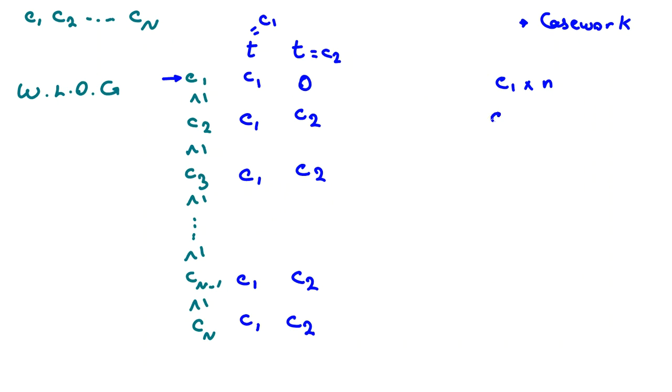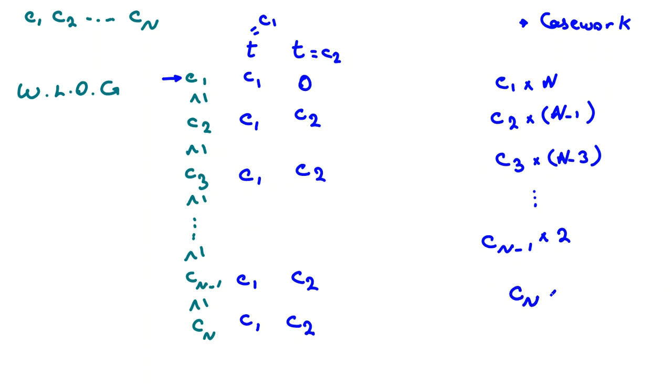So the amount is C2 times n minus 1. Similarly, the next case is C3 times n minus 2, and up to Cn minus 1 times 2. And here, big N, this one times 2 and Cn times 1. We should see which of them is maximum, okay?